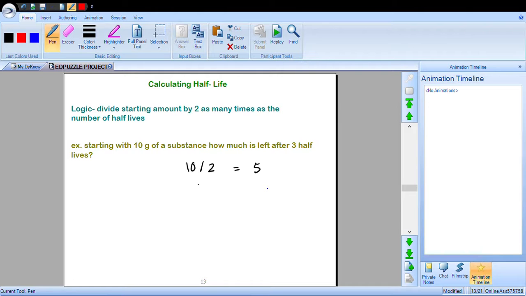That's 1. 5 divided by 2 equals 2.5. That's 2. 2.5 divided by 2 equals 1.25. That is 3. So we've done it 3 times, which means that there will be 1.25 grams of the substance remaining, and that is our final answer, 1.25 grams.